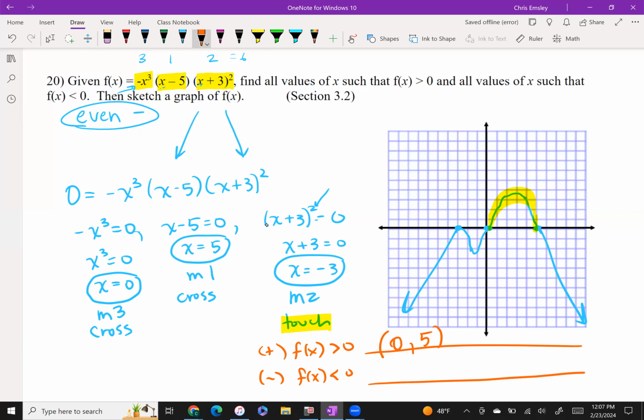All the other intervals are negative. We cannot just string them all together because it's strictly less than 0, not less than or equal to 0. So we do need to do it in pieces. It's below the x-axis from -infinity to -3. It is still below from -3 to 0. And then it's below again from 5 to infinity.